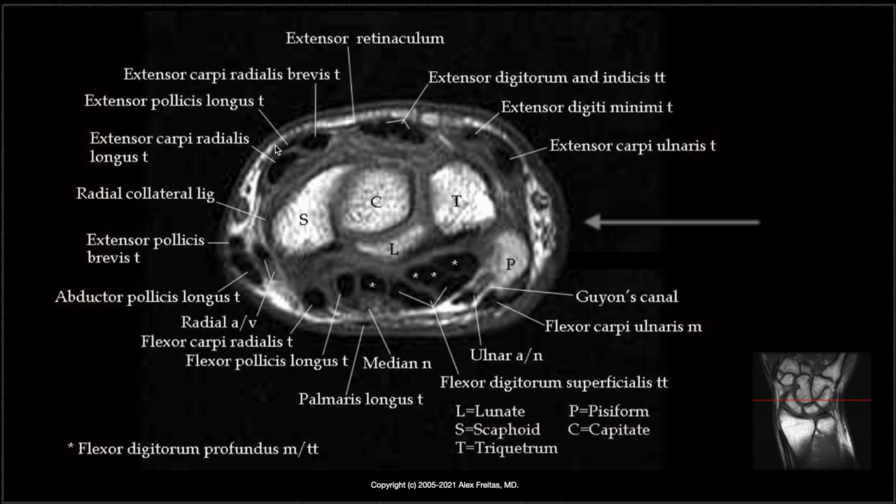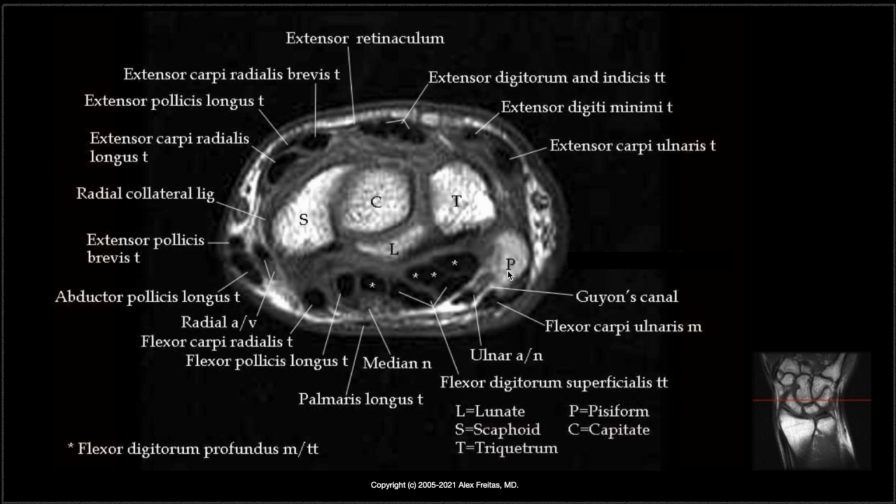I hope you understand that this part is for the tendons for the little finger and this part is for the thumb. Then we see the radial collateral ligament and extensor pollicis brevis. Brevis means short. We already had the longer one and now we have the shorter one. Then we see abductor pollicis longus tendon, radial artery and vein.